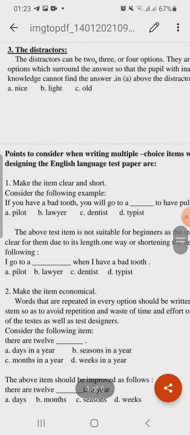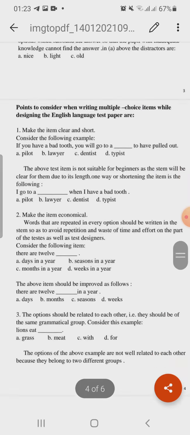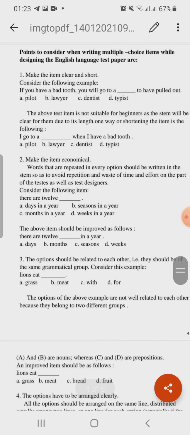Points to consider when writing multiple choice items while designing the English language test paper are.